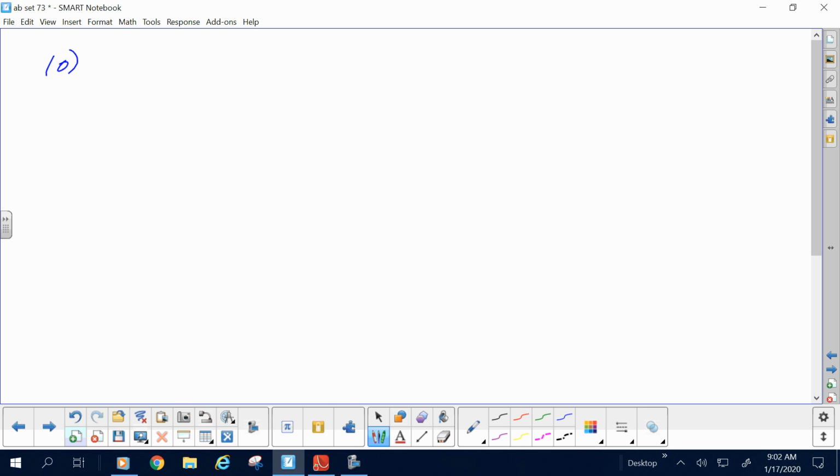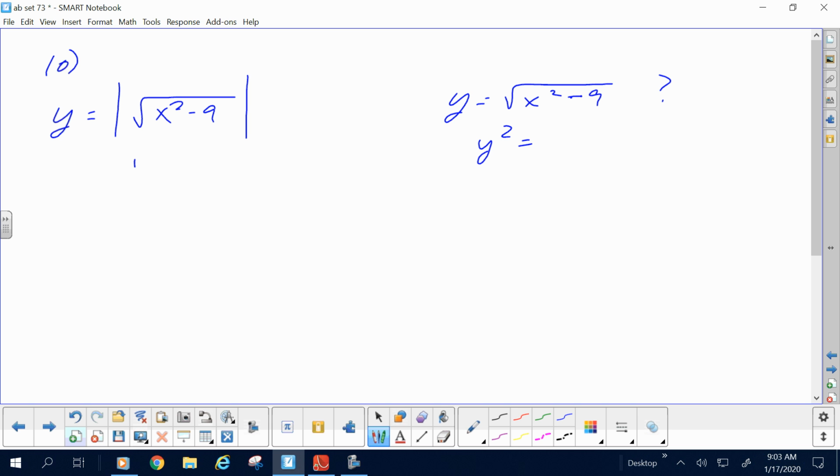10. Okay. Let's make our life easier first. This is definitely make your life easier. X squared minus 9. I would love it. Forget the absolute value for now. What does that graph look like? It's a hyperbola.